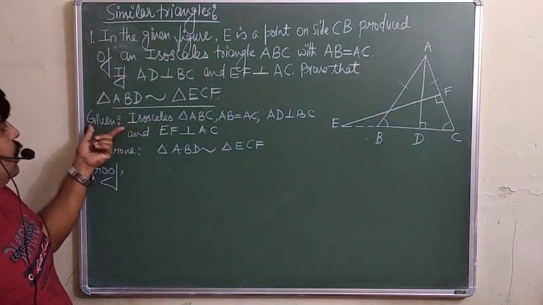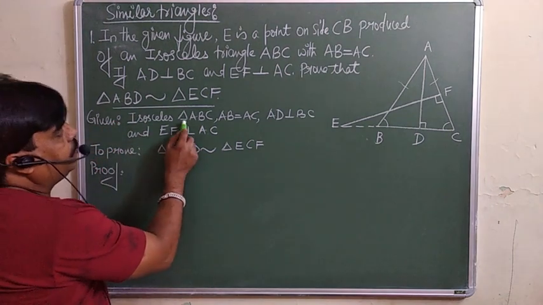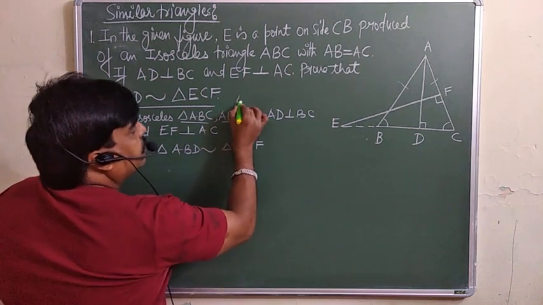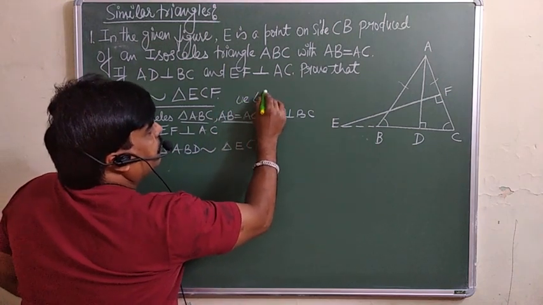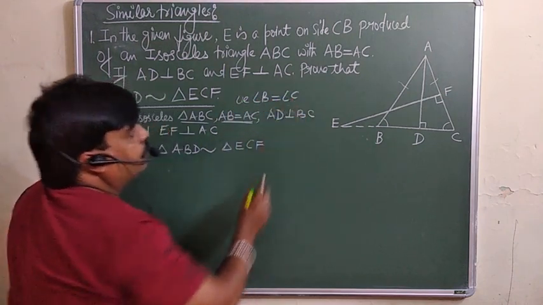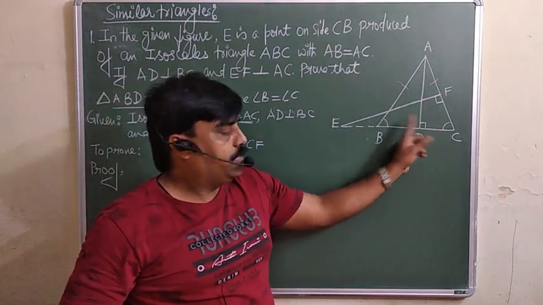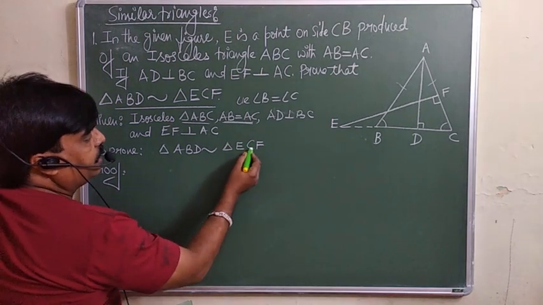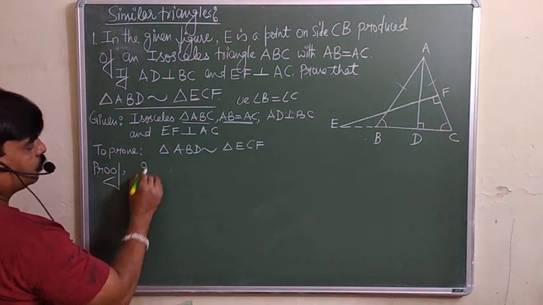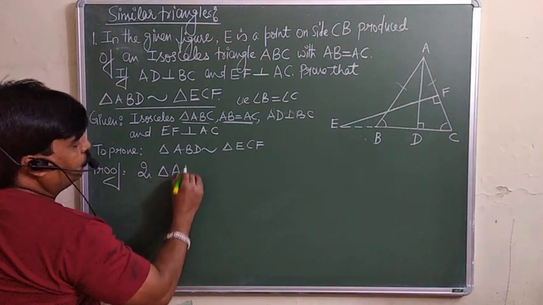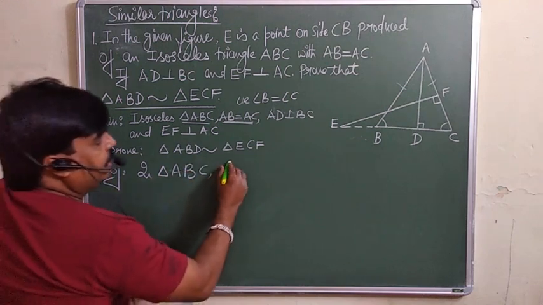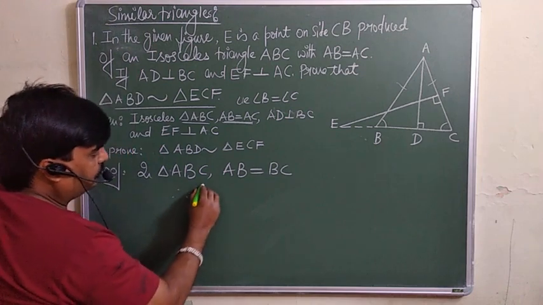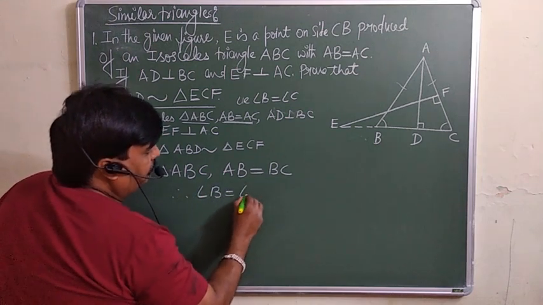See now, the information is already given. ABC is an isosceles triangle. AB is equal to AC. AB is equal to AC means you can say angle B will be equal to angle C, because equal sides opposite angles are always equal. We are supposed to prove that triangle ABD is similar to this one. So first of all, in triangle ABC, AB is equal to AC. So therefore angle B will be equal to angle C.